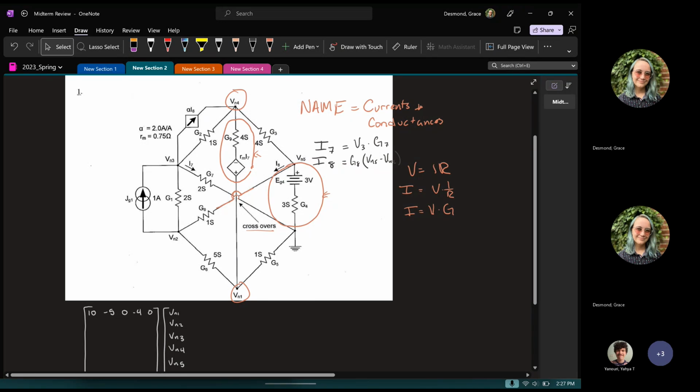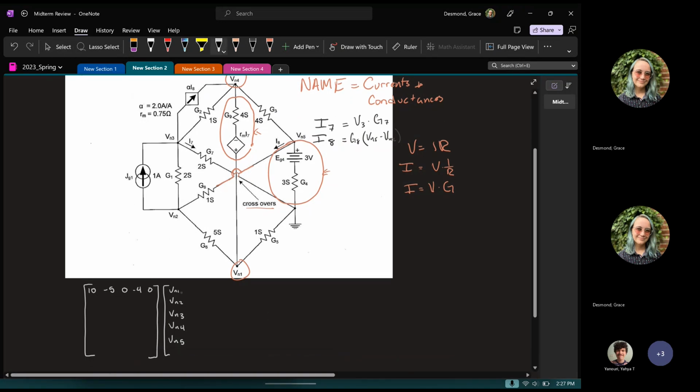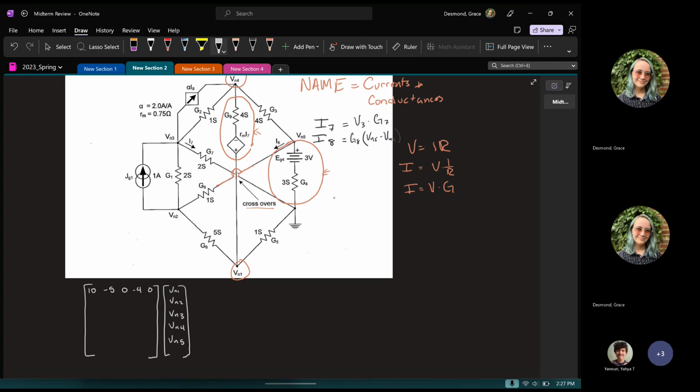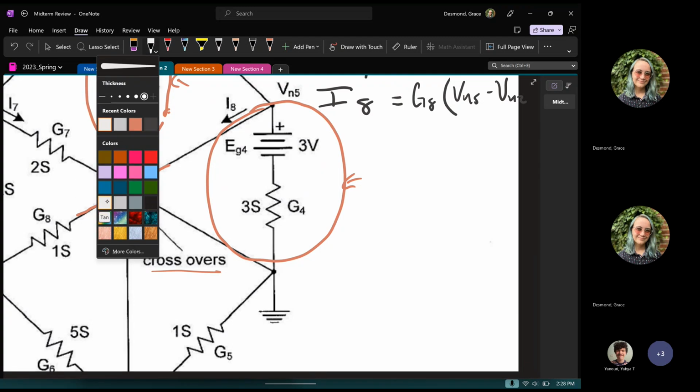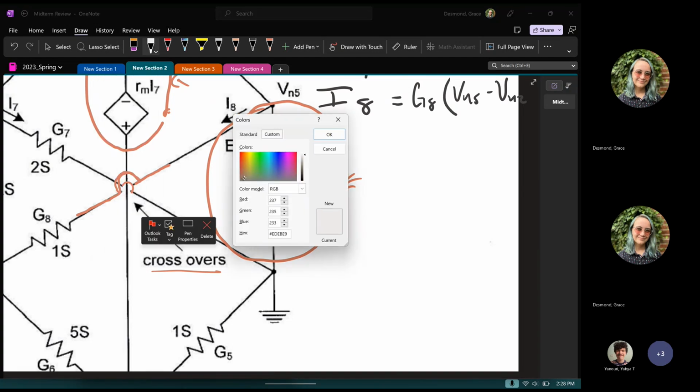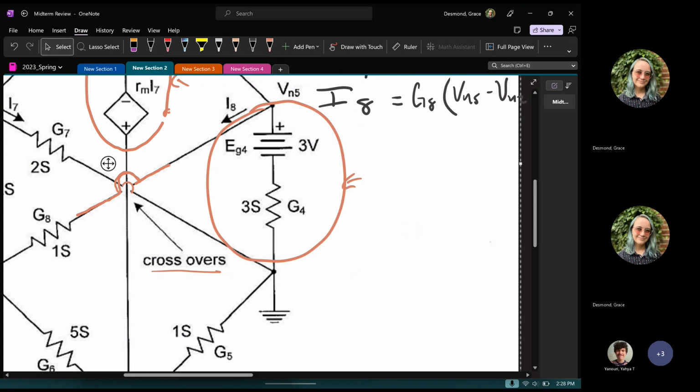And we need to convert this and this first, before we do the matrices. That's on me. It doesn't technically change it, but we should do it anyway. What I'm going to do is draw over it. When you transform EG4 into a current source, it's going into VN5, but not going out of anywhere. Technically, it's going out of ground, but in the whole VN space, it's not going out of anything.